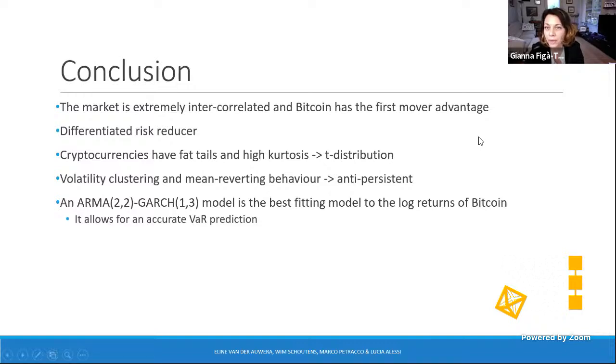I have a question myself. I have been studying a little bit the dynamics of mostly Bitcoin, and I was wondering whether the models that you have fitted, the ARMA 2,2, GARCH 1,3, etc., the results you have shown are the results for Bitcoin, isn't it? Yes. And have you fitted the same model for the other cryptocurrencies, and are the results consistent?